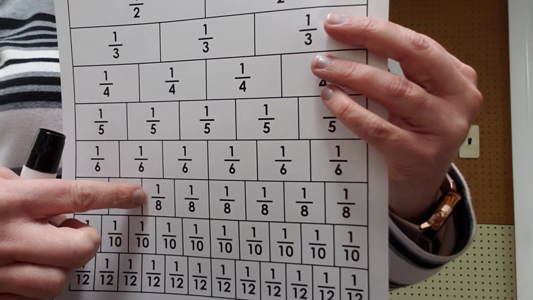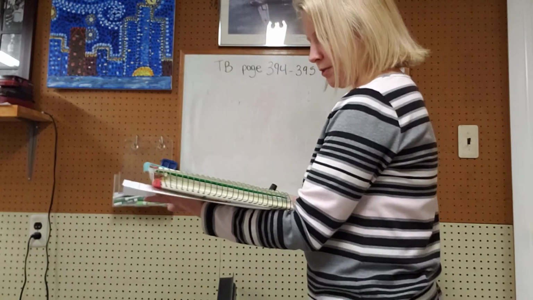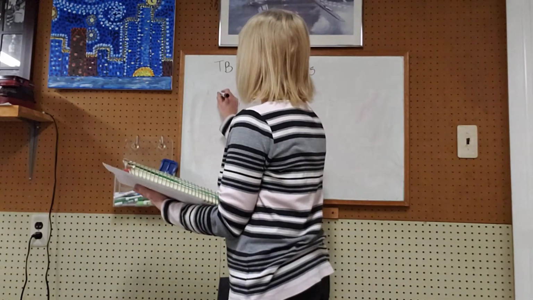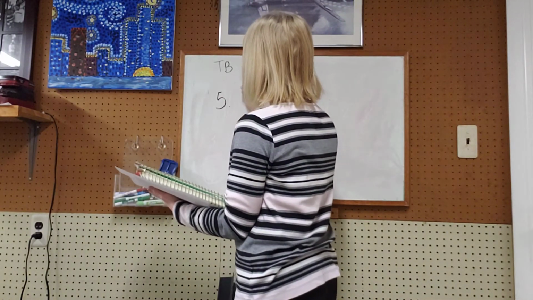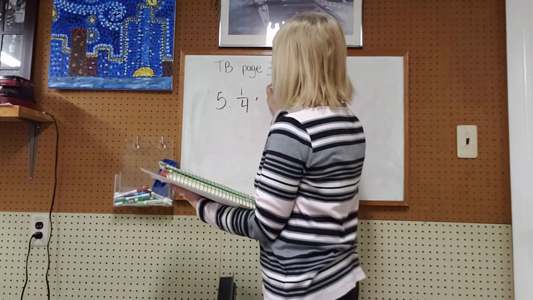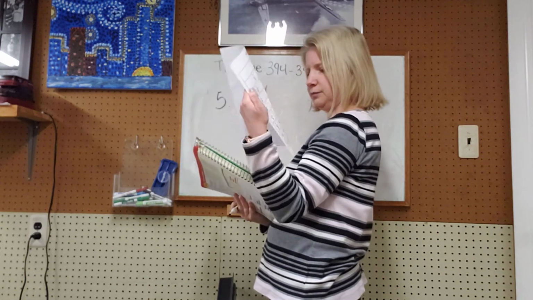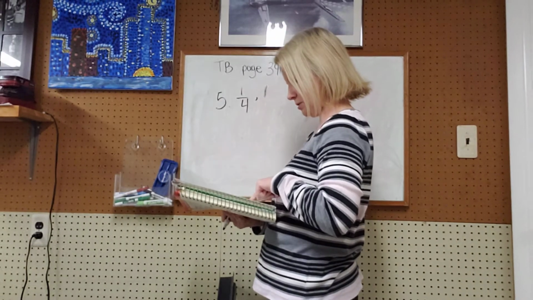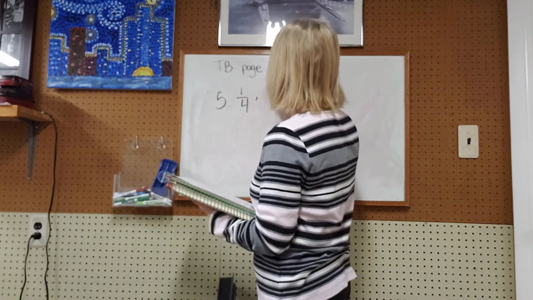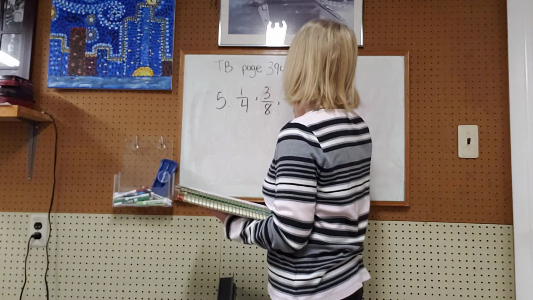3/8 is smaller than 1/2. So you can see that your 1/4 is first. Then your 1/2, or let's see, sorry, I forgot the order. 3/8, right? Yes, 3/8. And then 1/2.